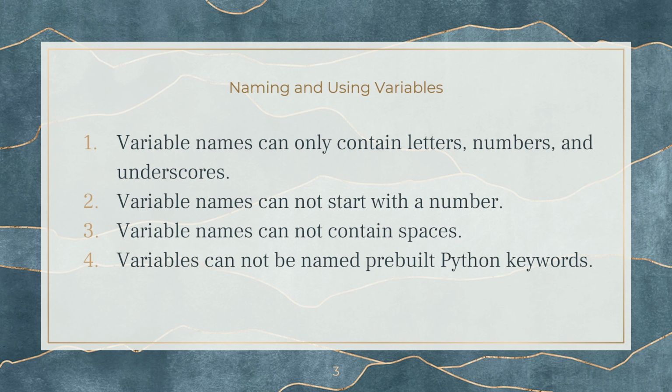Rule number 3, variable names cannot contain any spaces. So if you have a name, for example, you want to say first name is your variable name, then you have to have first underscore name or firstname all in one word. You cannot have first space name, as Python thinks of it as two different words, and that's not a variable. And lastly, variables cannot be named pre-built Python keywords, such as the print function we saw before. So you cannot name a variable print because Python already has print reserved for one of its commands.